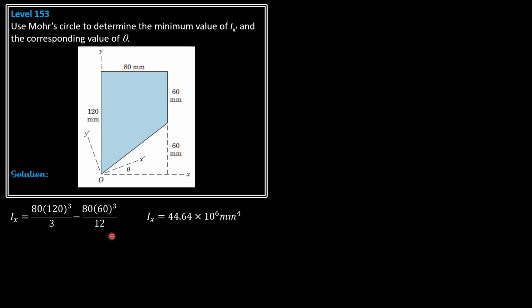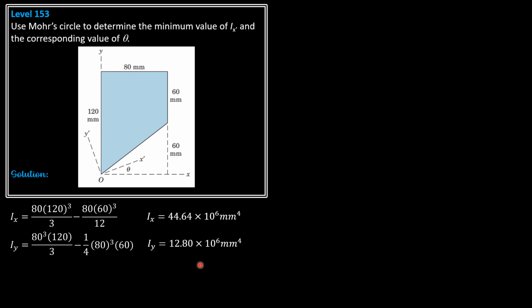Iy, on the other hand, is equal to 80 cubed times 120 over 3. Then for the triangle, minus 80 cubed times 60 over 4. So remember that, or 1/4 times 80 cubed times 60. So Iy is equal to 12.80 times 10 to the 6 mm to the 4th.